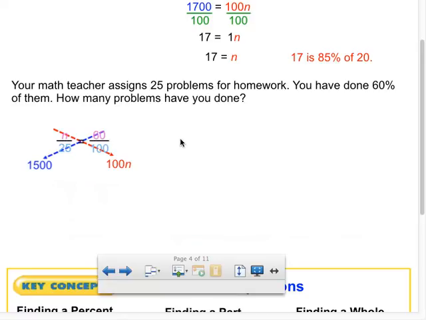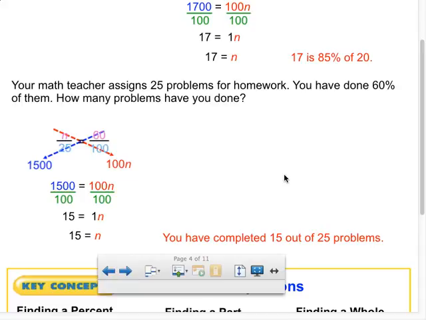Now we're one step closer to solving our problem. We set up our equation from our cross products. How do I get, and this is really easy because we're just doing what to get my n by itself? Somebody tell me, anybody? We're isolating the n. How do I isolate the n? You divide 100 by itself. We're going to divide both sides by 100, okay? And then the 100 divided by 100 becomes a 1. And then 1,500 divided by 100 is just going to be 15. So n equals 15. You have completed 15 out of 25 problems.